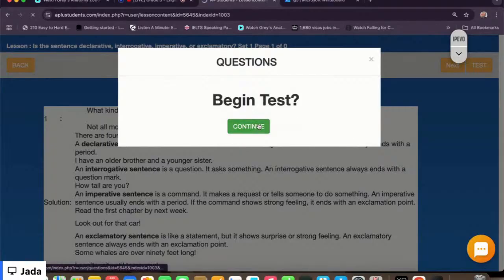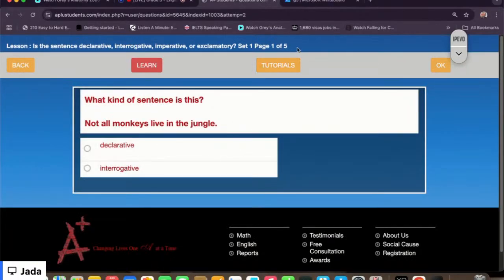Alright, so moving on to the test. This has only 5 questions. The rest of the questions are over in the set two. So we just answer like two here and then move on to the lesson two. Okay, what kind of sentence is this? Not all monkeys live in the jungle. Declarative or interrogative?